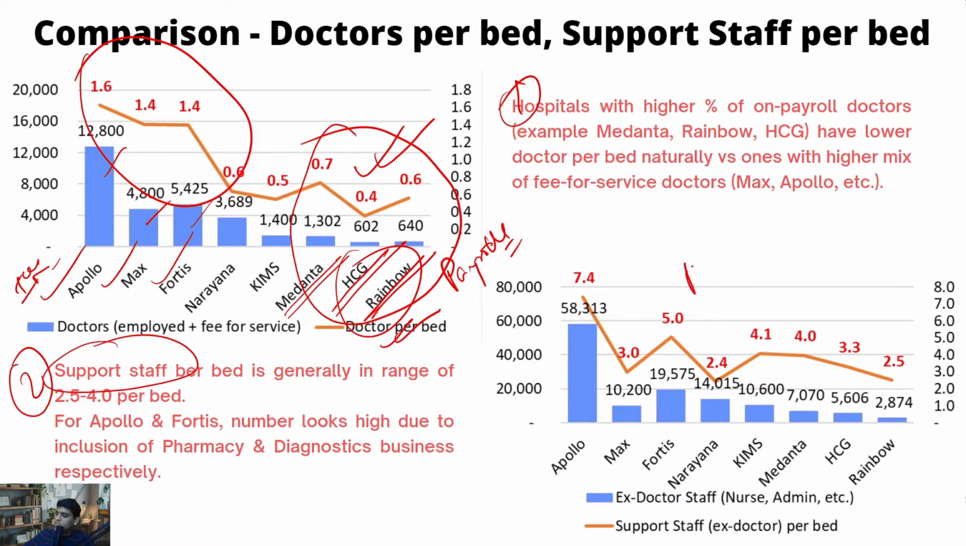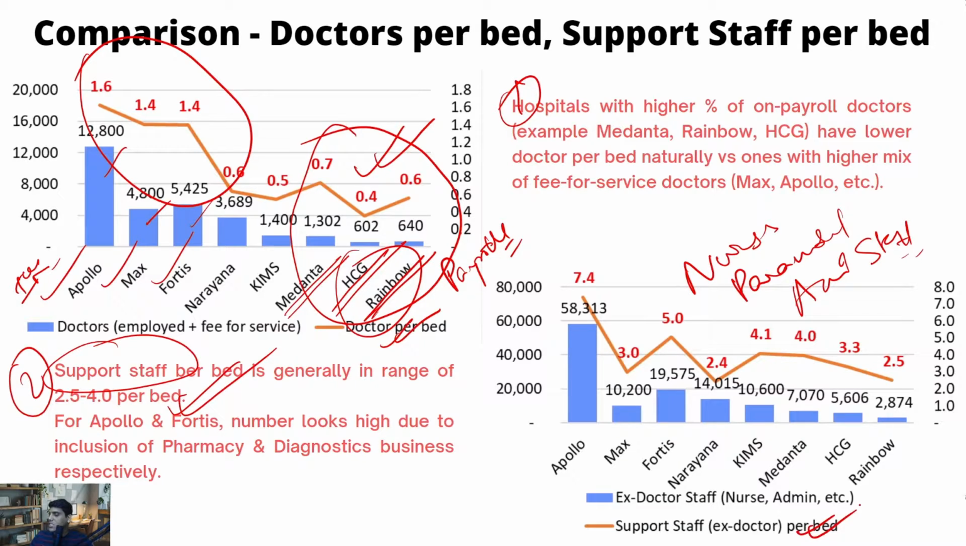Second part is on the support staff. When I say support staff, I mean nurses, paramedicals and admin staff, right? And that number ranges between around 2.5 to 4 staff per bed. This is obviously excluding doctors. So you need around 2.5 to 4 people. This includes nurses, everything per bed.